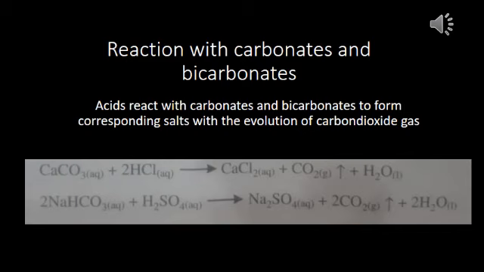Number 2 chemical property of acids is reaction with carbonates and bicarbonates. Acids react with carbonates and bicarbonates to form the corresponding salts with the evolution of carbon dioxide gas. Here they have given you the reaction of calcium carbonate with hydrochloric acid. As a result of this reaction, calcium chloride is formed along with the liberation of carbon dioxide and water.